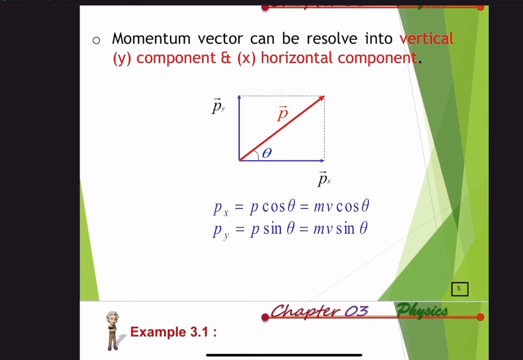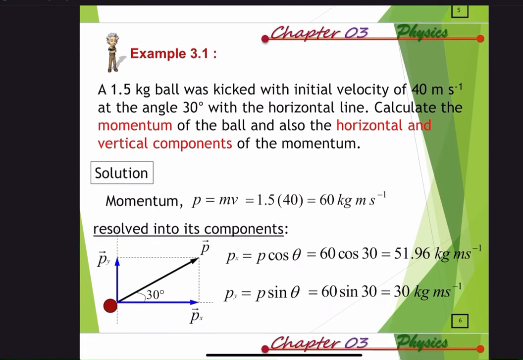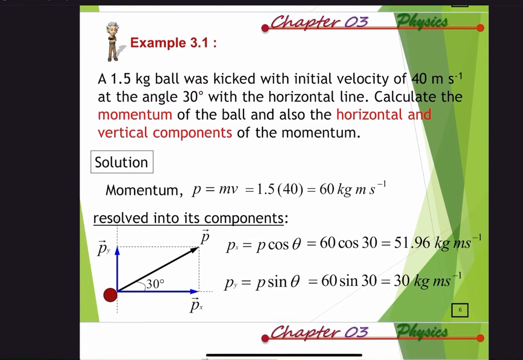We continue with an example. Example 3.1. A 1.5 kg ball was kicked with an initial velocity of 40 meter per second at an angle of 30 degrees with the horizontal line. The question is, calculate the momentum P of the ball. The question is also about resolving P, that means they ask about the horizontal component and vertical component of P.